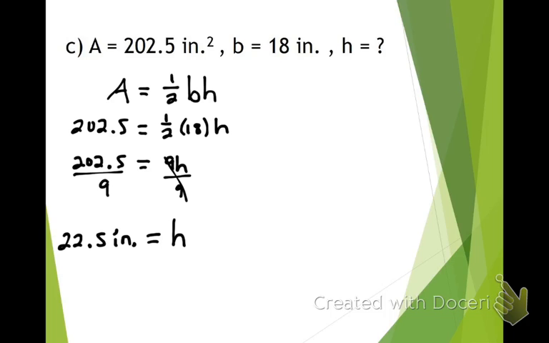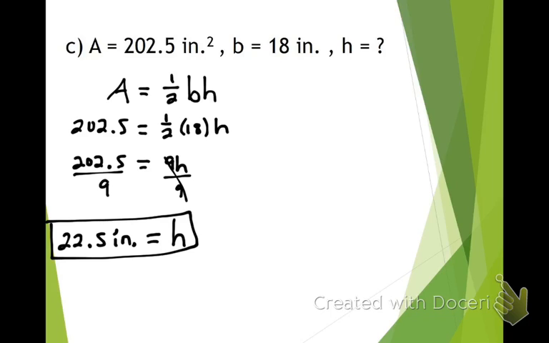I saw a couple people put inches squared. When do you want inches squared? What's the area? Only when you find the area. How many of you guys got that right on your own? All right, any questions if you did not get it right, if it doesn't make sense?